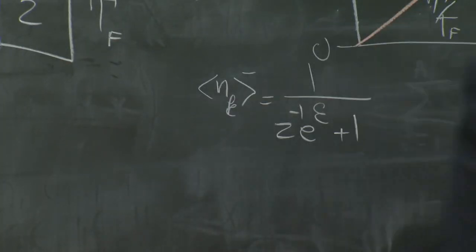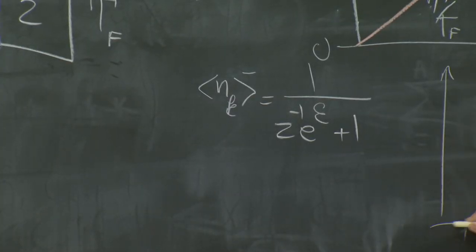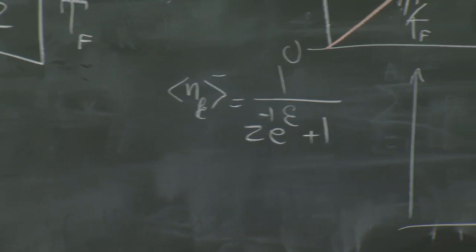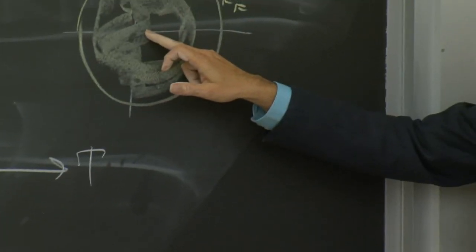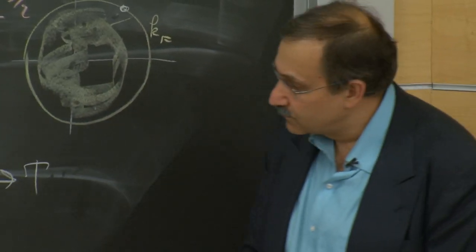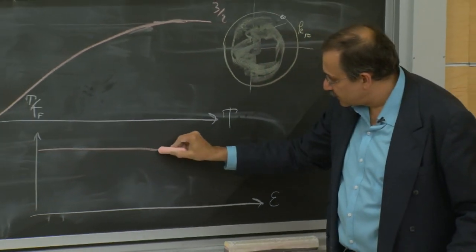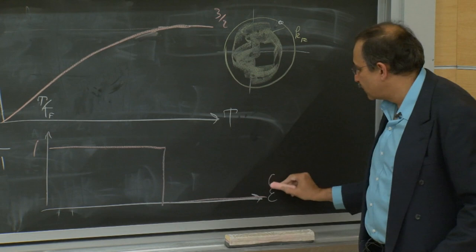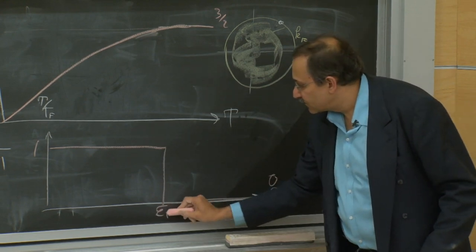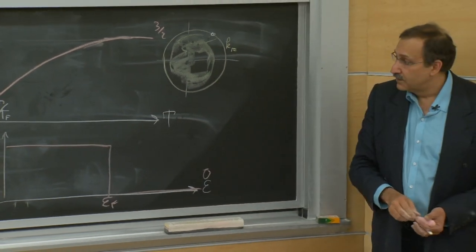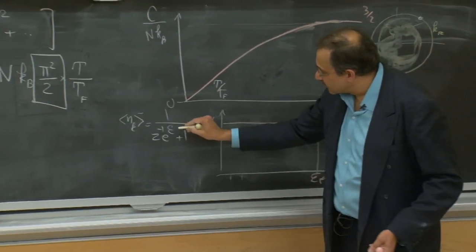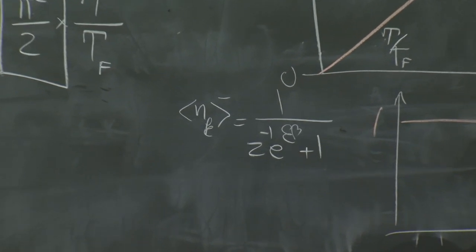And if I plot the occupation numbers as a function of energy, for a case that is at zero temperature, you can see that the occupation number is 1 or 0. So you have a picture that is like this. So you switch from 1 to 0 at epsilon F. Now, there was a beta here that I forgot, beta epsilon.